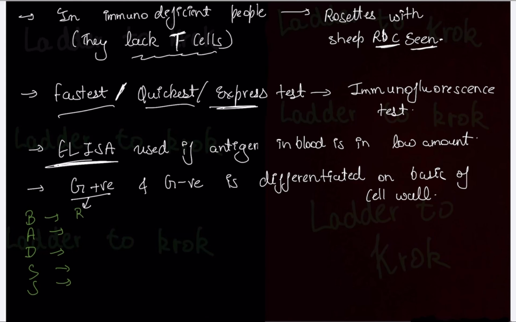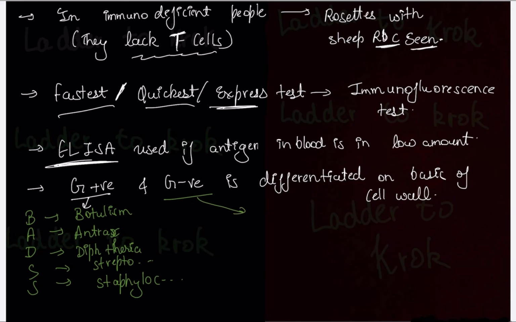B for botulism, A for anthrax, D for diphtheria, S for streptococcus, and another S for staphylococcus. And for gram negative there is a mnemonic: get very shy, like me. I'm just talking. Get very shy.